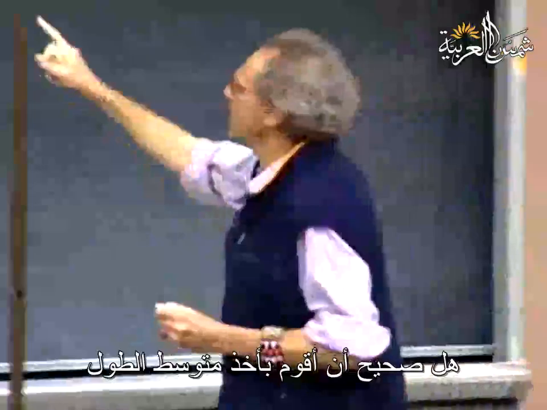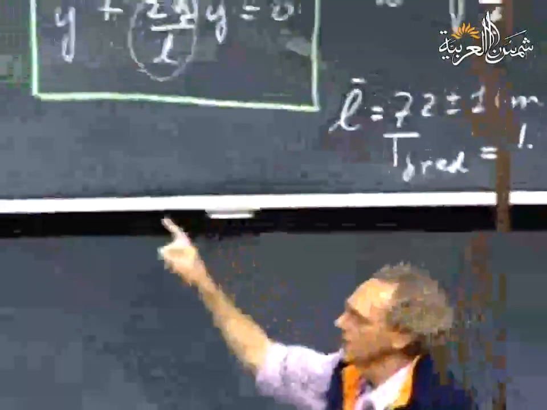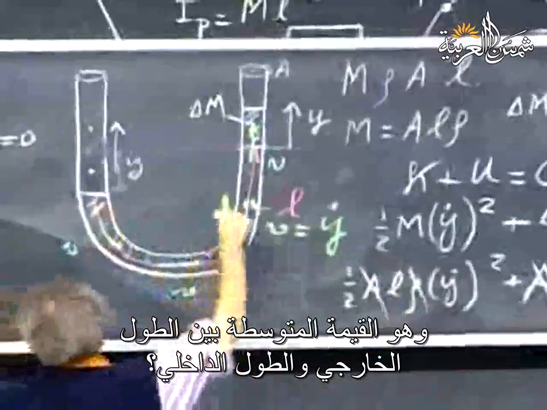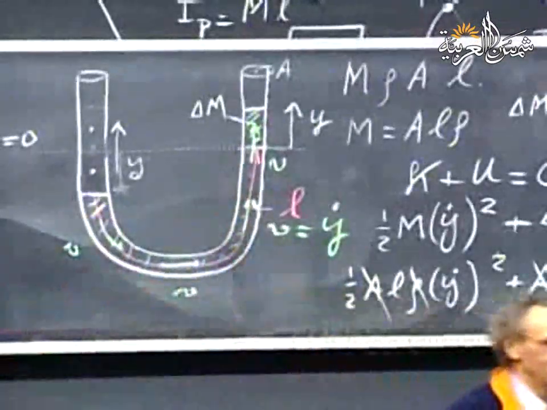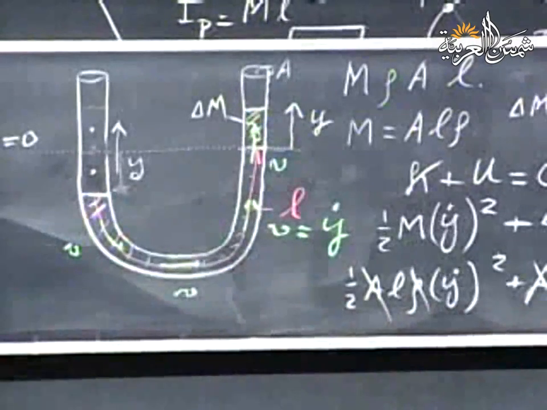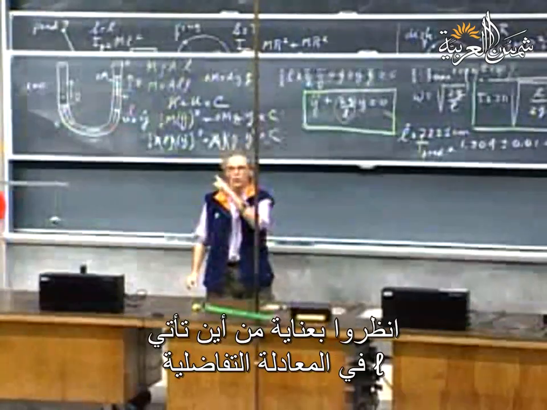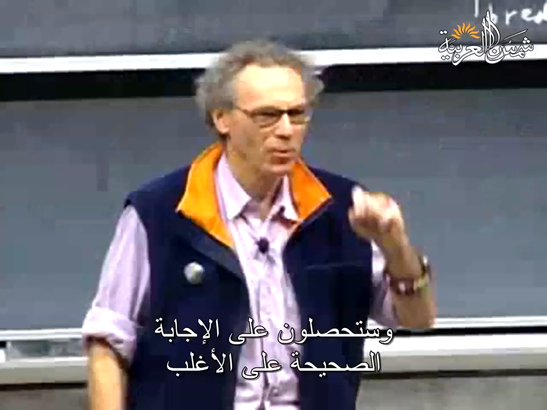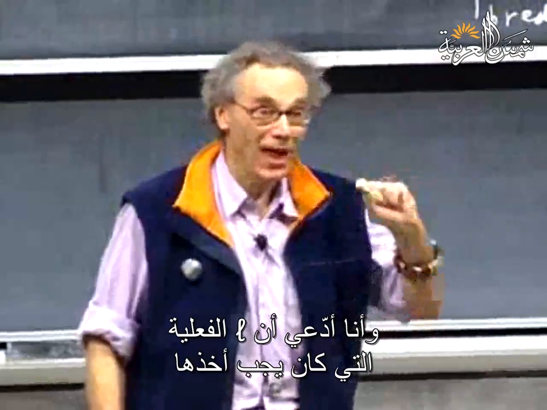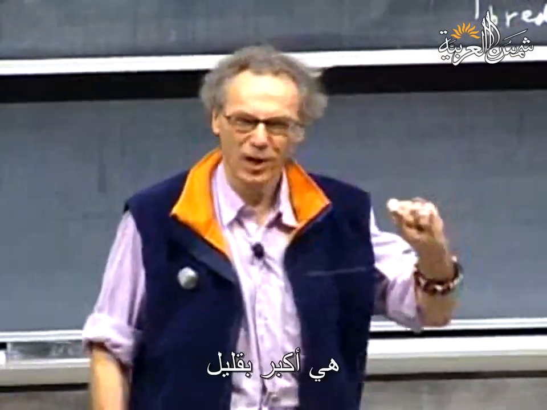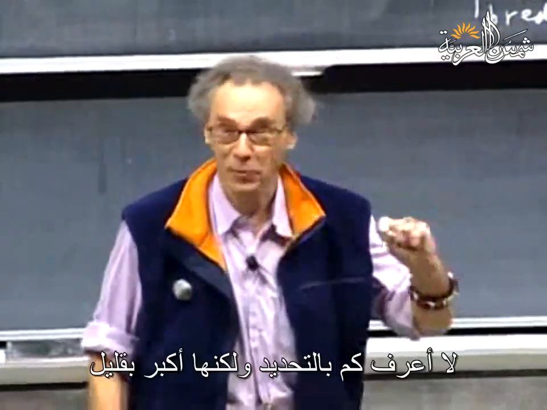Is it correct that I take the average length, namely the average value between the outer length and the inner length? I don't think it is. I want you to think about why that is not correct. Look carefully where that L comes into my differential equation, and you will probably come up with the right answer. And I claim that the actual L that we should have taken is a little bit larger. I don't know how much larger, but it's a little bit larger.